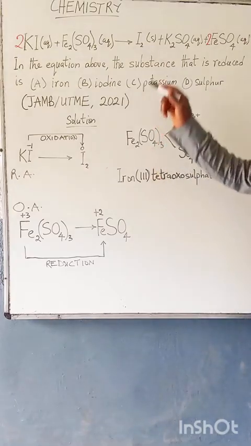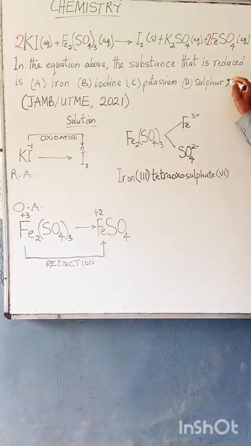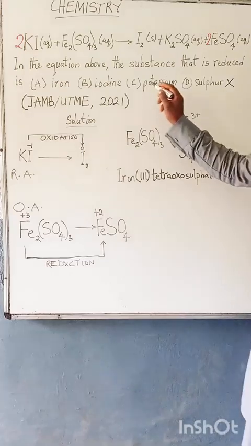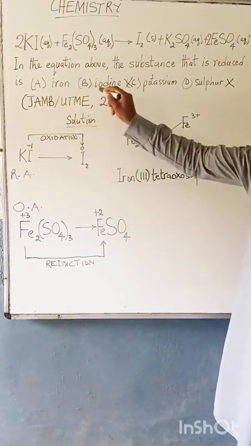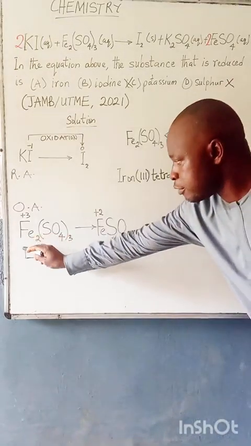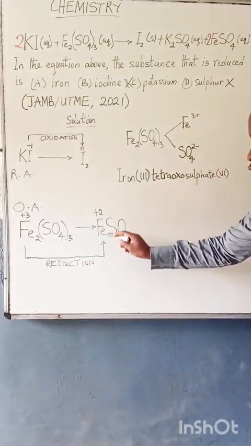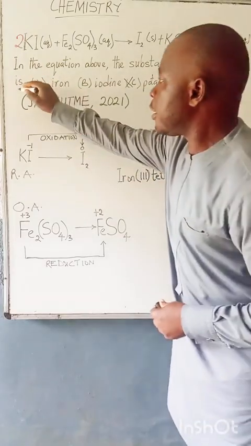Then we'll go back to this problem. The substance that is reduced: we are not picking this. Sulfur is not reduced, potassium is not reduced. Nothing has happened to sulfur and potassium in this equation. The correct option is between iron and iodine. Which of the two is reduced? Did you notice that iron moved from +3 to +2 oxidation number? Therefore, the correct option is iron.